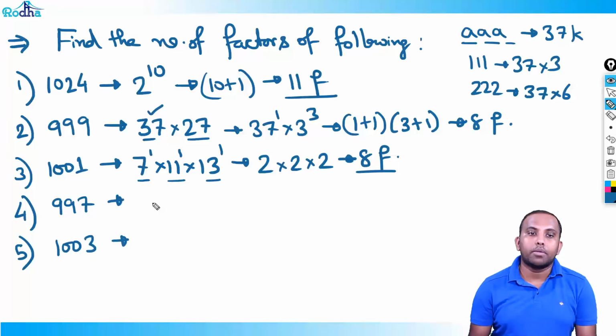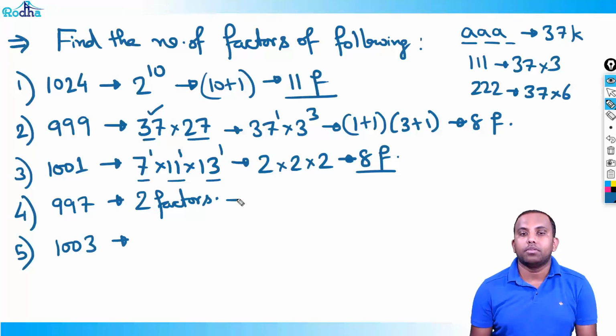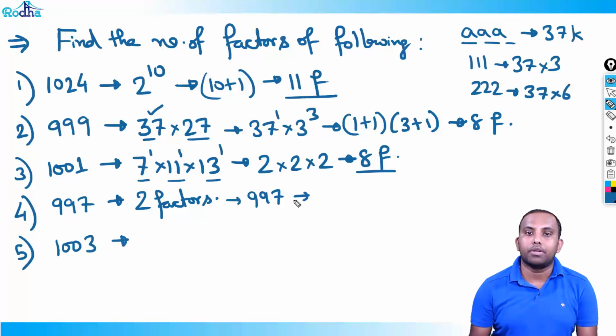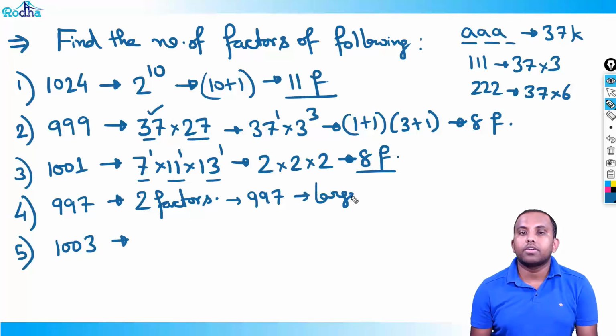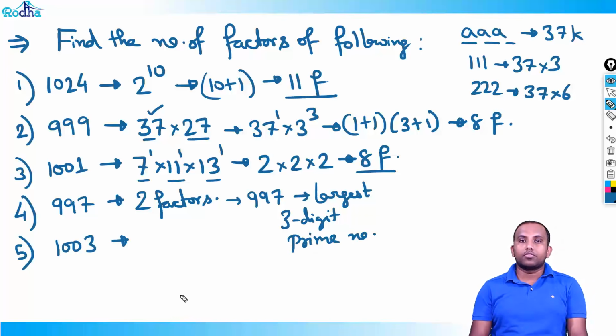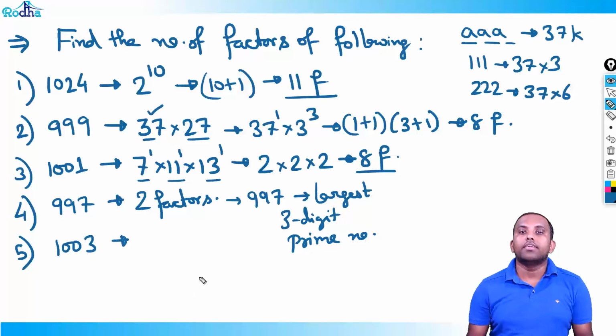997. Now you should remember this point here, that 997 will have how many factors? Only 2 factors, right? Because it is a prime number. So 997 is a prime number and it is the largest 3-digit prime number. You should remember it, right? Correct. So any doubt here? It is the largest 3-digit prime number, 997. Remember it. Okay.